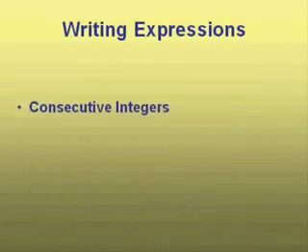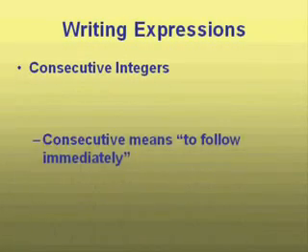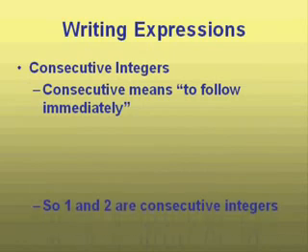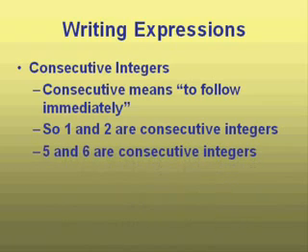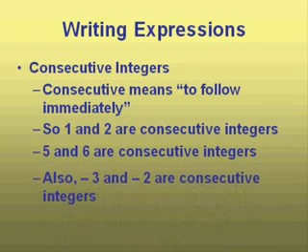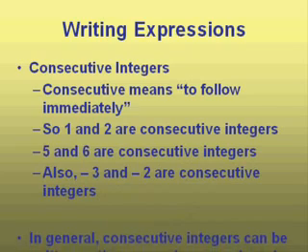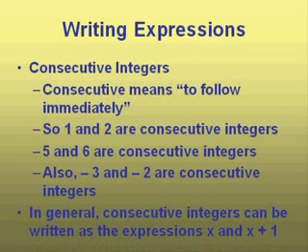Consecutive integers. Consecutive means to follow immediately. So 1 and 2 are consecutive integers. 5 and 6 are also consecutive integers. Also, -3 and -2 are consecutive integers. In general, consecutive integers can be written as the expressions x and x plus 1.